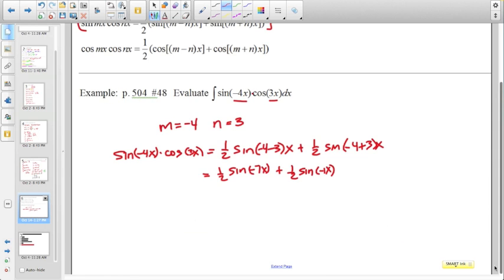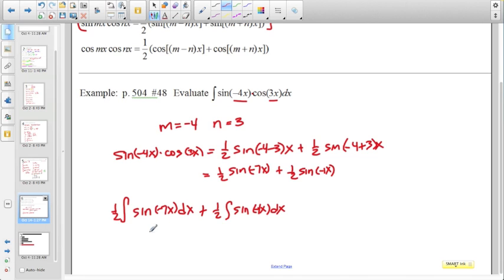And how that helps us is that there is no u sub that will allow me to solve for this product. But if it's a sum and each one only has one trig function, then it turns into a real simple integration. So to integrate that, I'm going to pull the half out front, and all I have to do now is integrate sine of minus 7x dx. And then add to it the integral, pulling out the half again, the integral of sine of minus 1x dx. There we go.